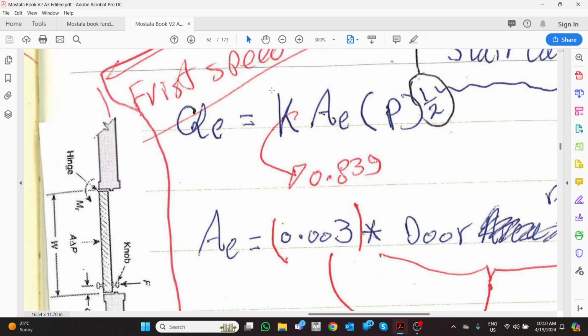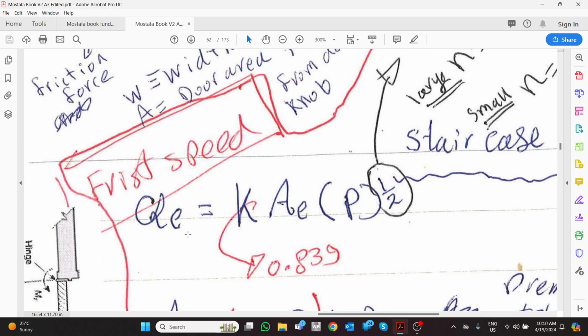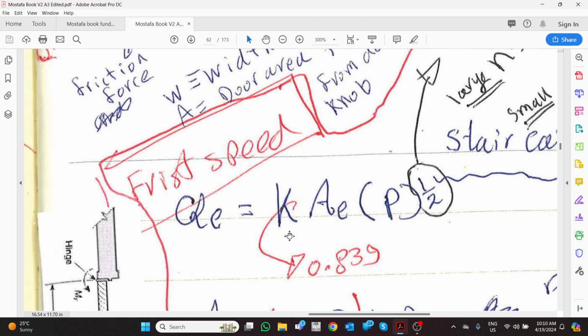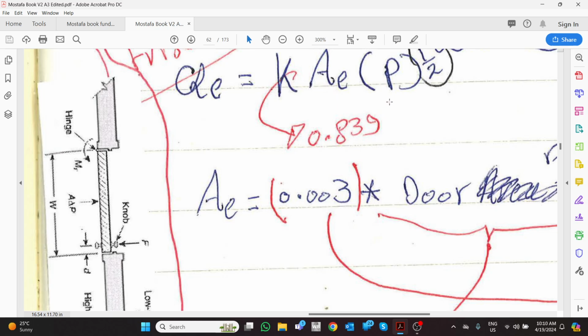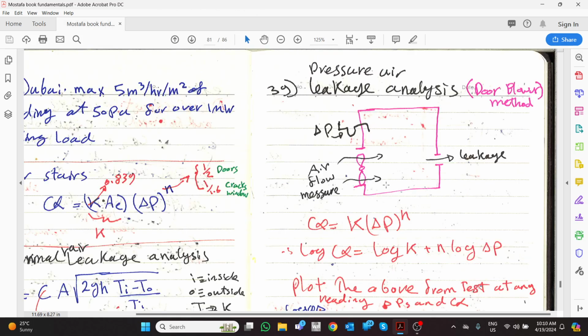Like what we do here, under the doors, K has already been known. It is 0.83 multiplied by the leakage area. Yet in our case, we don't know the leakage area. We don't know a lot of parameters, so we put it all in one big capital K.